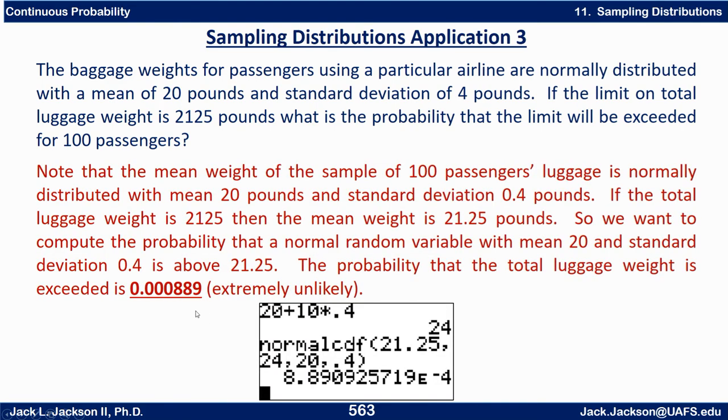Well, let's see. Note that the mean weight of the sample of 100 passengers' luggage is normally distributed with mean 20 pounds and standard deviation 0.4 pounds. If the total luggage weight is 2,125, then the mean weight is 21.25 pounds. So we want to compute the probability that the normal random variable with a mean of 20 and standard deviation of 0.4 is above 21.25.